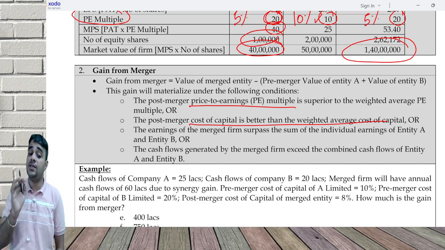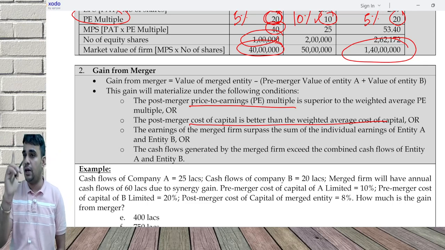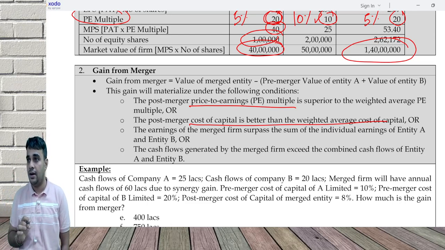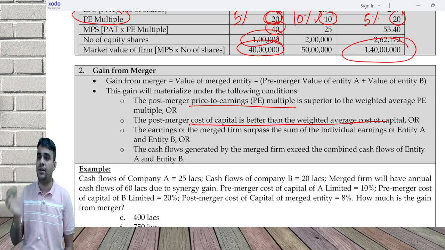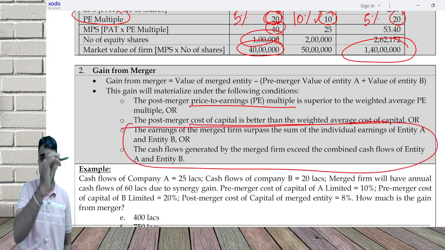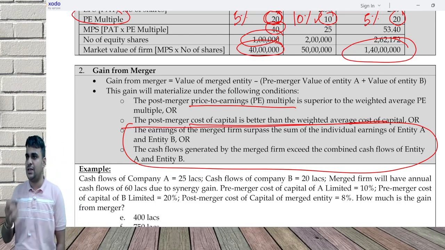Third, earnings of the merged firm is better than the sum of the individual earnings. We saw only one question, one rework, where they said add some extra 10%. That could be the third reason. Or the cash flows generated by the firm is better than the sum of the individual cash flows. So these two are operating synergy, earnings or cash flow. The first two are financial synergy, which is PAT and P multiple.